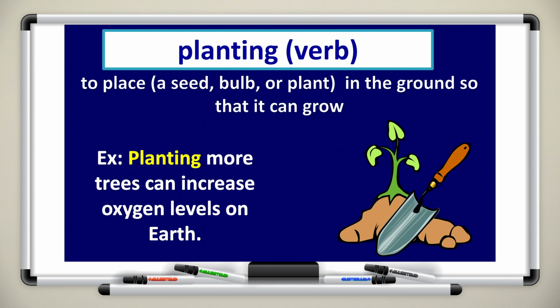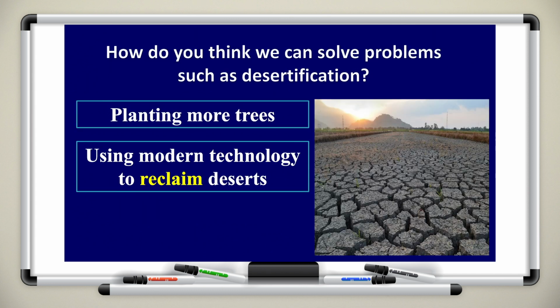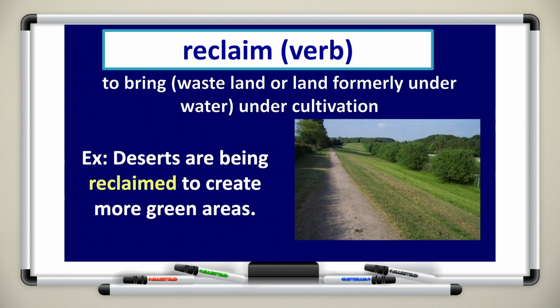We need trees for oxygen, don't we? Another way to solve the problem is using modern technology to reclaim deserts. Reclaim means to bring back something, to bring the wasteland or the land formerly underwater under cultivation. For example, deserts are being reclaimed to create more green areas.